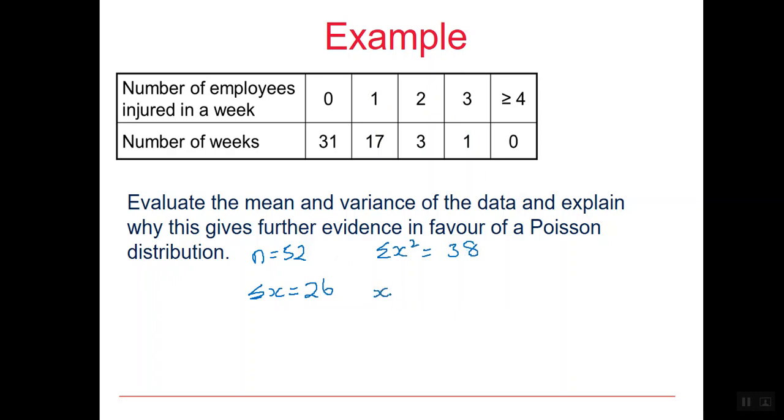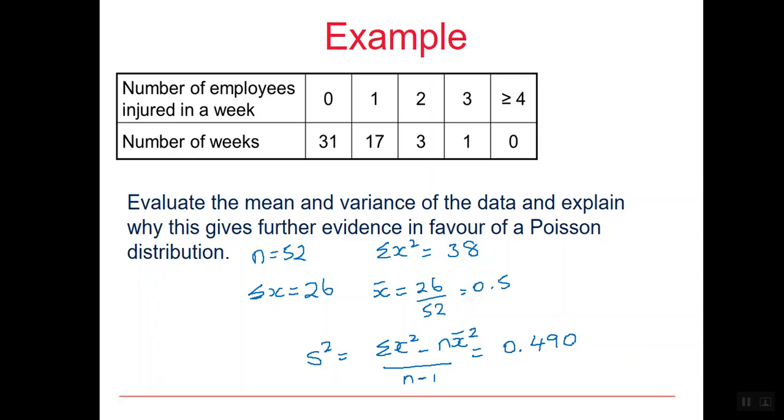This will give me a mean of 26 divided by 52, which is 0.5. And our variance, I'm going to use the formula the sum of x squared minus n times the mean squared, and that's all over n minus 1 because we're dealing with a sample. So if I input all of these values, I end up with 0.490.